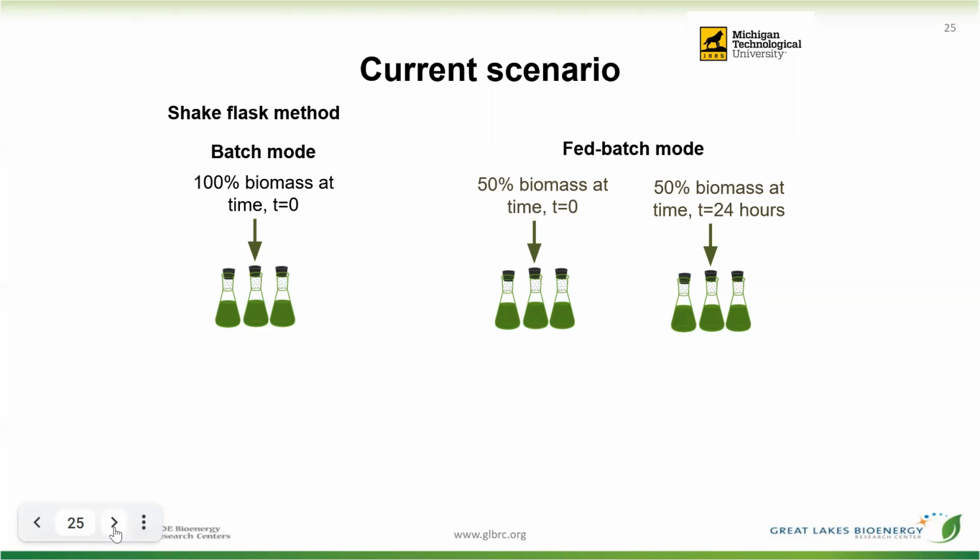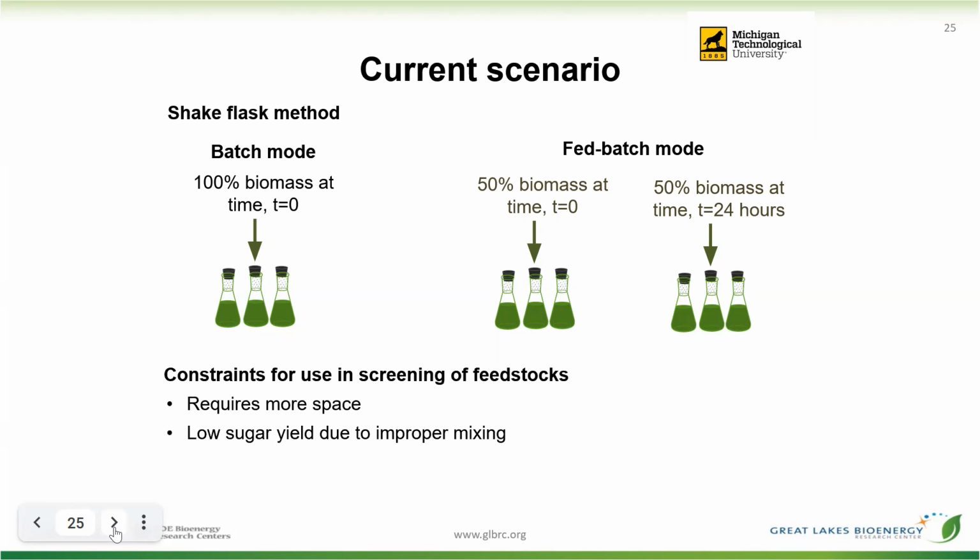Currently, lab experiments involving high solids loading are carried out in shake flasks. The mixing and low water availability issues are resolved by using the fed batch mode. In the fed batch mode, the biomass is added to the flask in smaller proportions at different times. However, there are some issues with the fed batch mode: it requires more space, and the solids accumulate on the walls of the flask, resulting in low sugar yields.